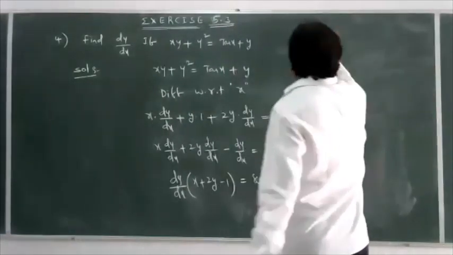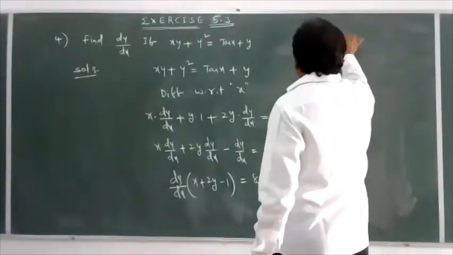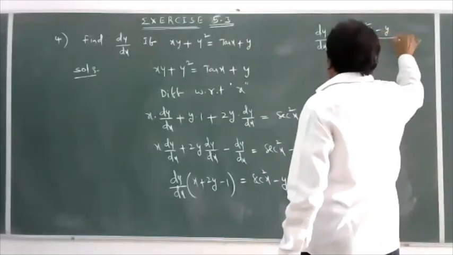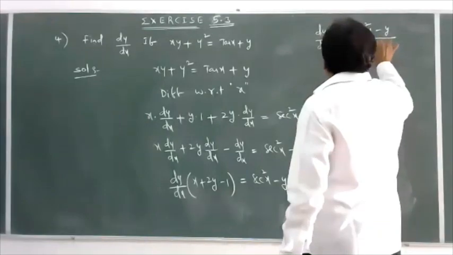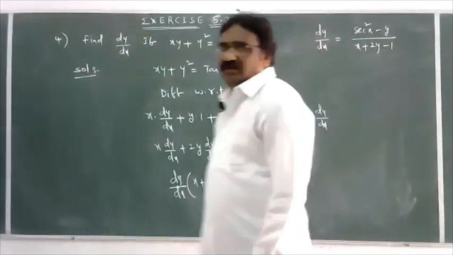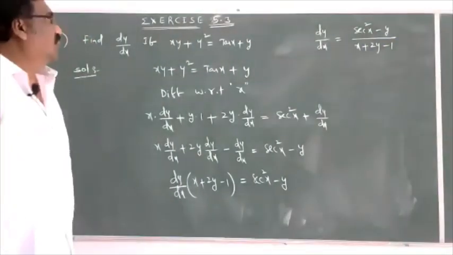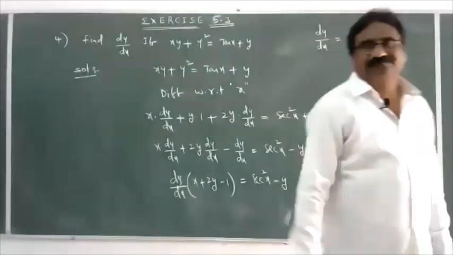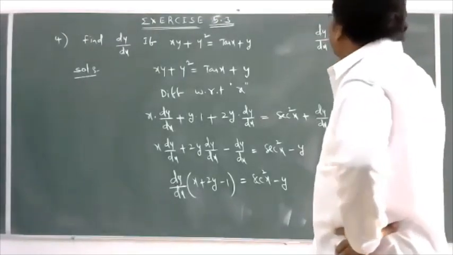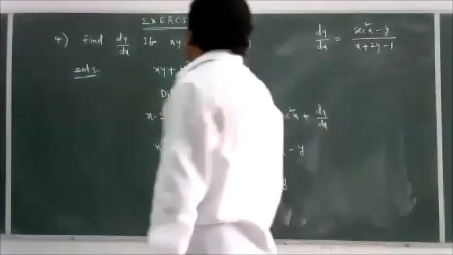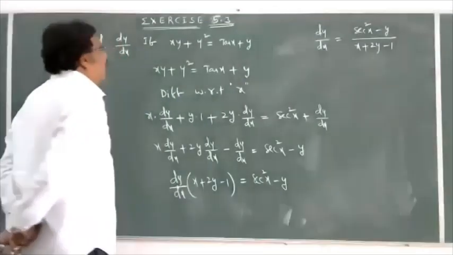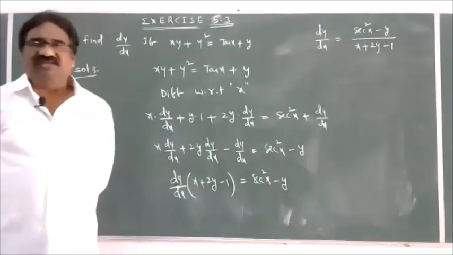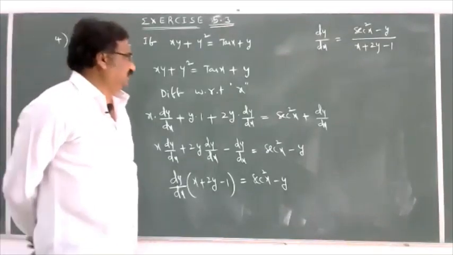Therefore, dy by dx is equal to secant square x minus y by x plus 2y minus 1. So this is the derivative of the given function, xy plus y square is equal to tan x plus y.